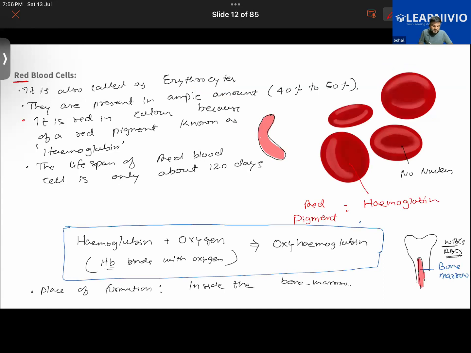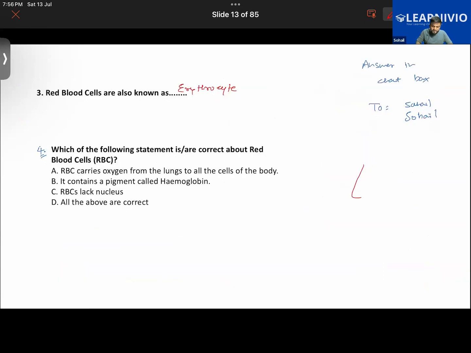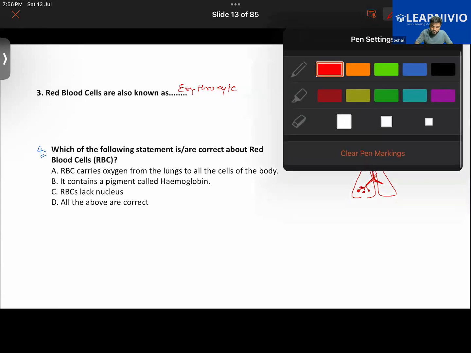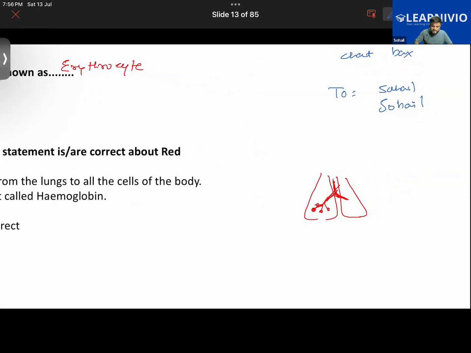So what happens inside our lungs? Our lungs have alveoli in them. Do you guys know about alveoli? See, inside our lungs we have branch-like structures, and at the end of each branch-like structure you have a bulb-like structure called alveoli.